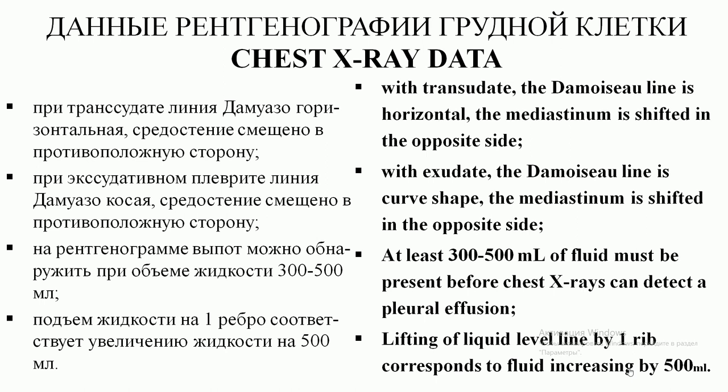Chest X-ray data. With transudate, the Damoiseau line is horizontal. The mediastinum is shifted to the opposite side. With exudate, the Damoiseau line is cuff shaped. The mediastinum is shifted to the opposite side. At least 300 to 500 ml of fluid must be present before chest X-ray can detect a pleural effusion. Lifting of the liquid level line by one rib corresponds to fluid increasing by 500 ml.